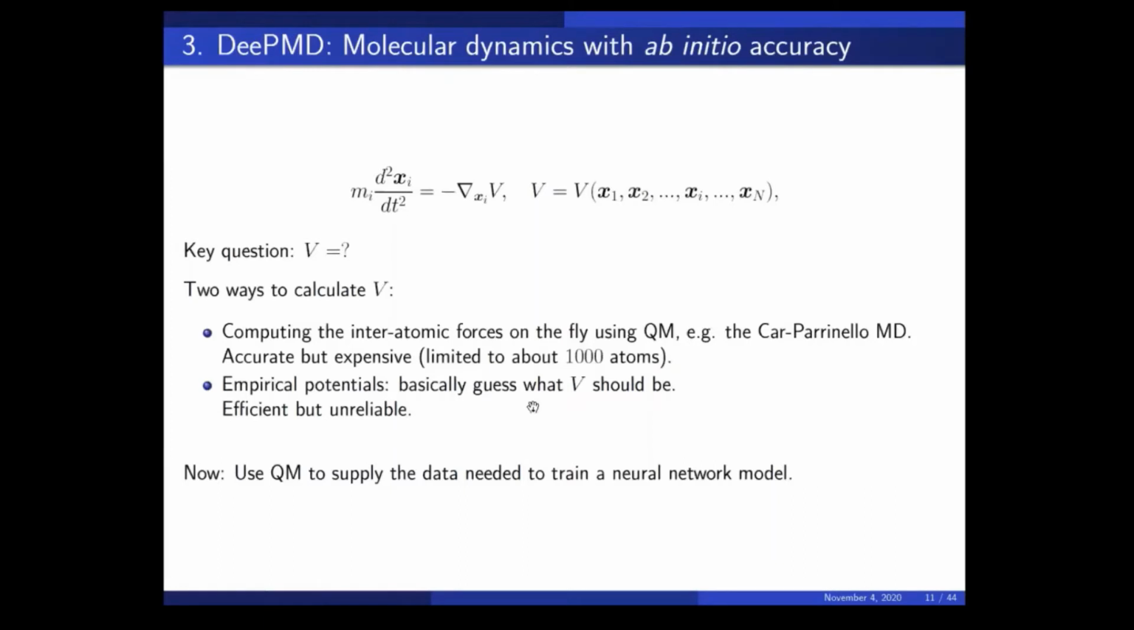The other way of doing it is just to guess what this V is. Now, this is a very hard task because V is a complicated function, describes a very complicated interaction. But people just try to guess. And so this is not reliable. So now we have a third paradigm, which is to just use quantum mechanics models to supply the data and use machine learning to train a neural network model and then just plug the neural network model in here. And this runs almost as efficiently as empirical potential. Okay, so this is the new paradigm and it has been worked out.